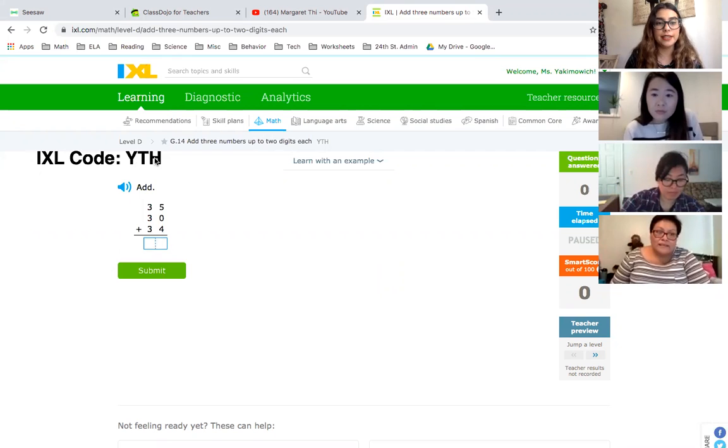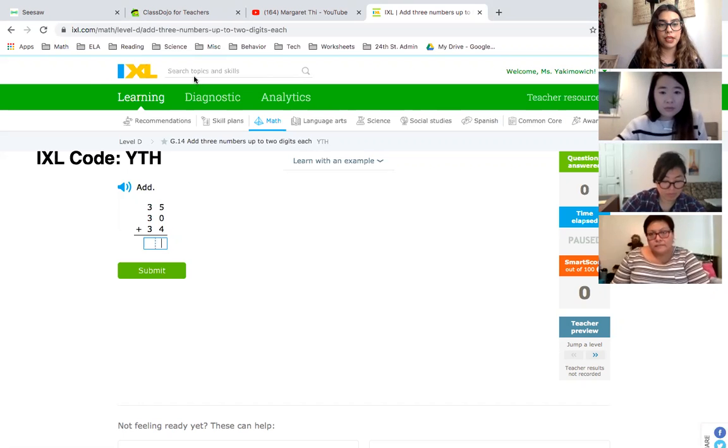It's YTH. So remember, when you are on your iPad or if you are using a tablet, you have to find the search bar all the way on the top where there's a little magnifying glass. The magnifying glass usually means search. And so in that search bar, you are going to type in YTH.